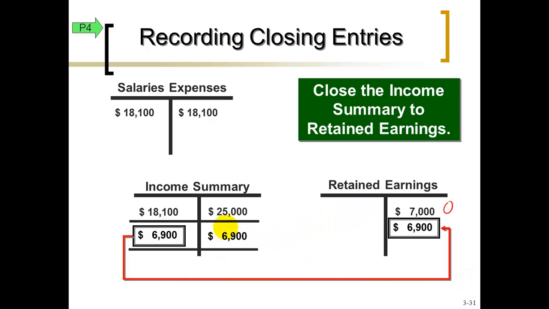And the way you reduce any account with a credit balance is to debit that account. And then when you debit, at the same time, you know you got to credit another account. In this case, increasing retained earnings, adding this year's profits to the previous year's profits.